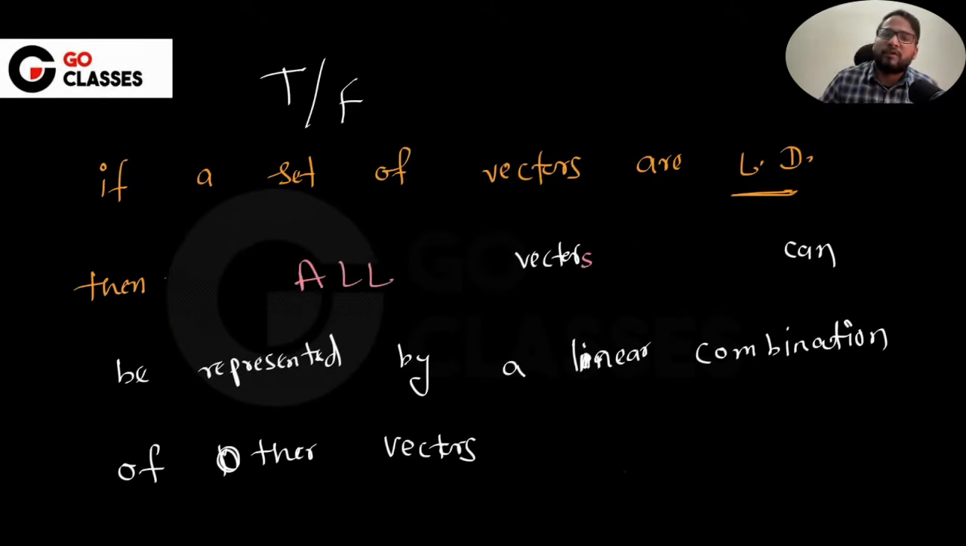Let me go to the next question. Tell me whether this is true or false. If a set of vectors is linearly dependent, then all vectors in that set obviously can be represented as a linear combination of other vectors. Whether this is true or false. Just think about it carefully.